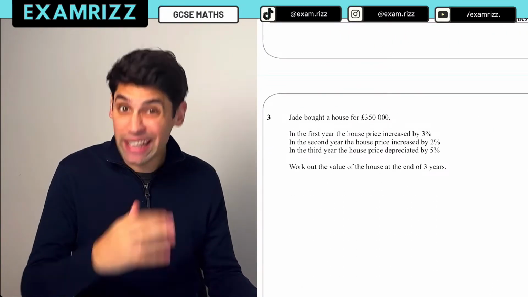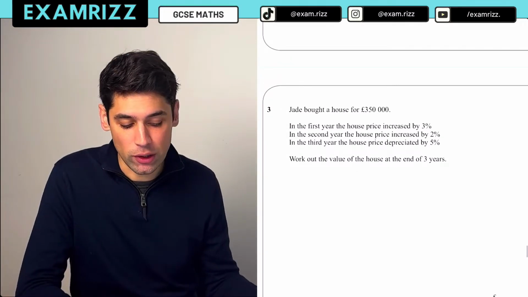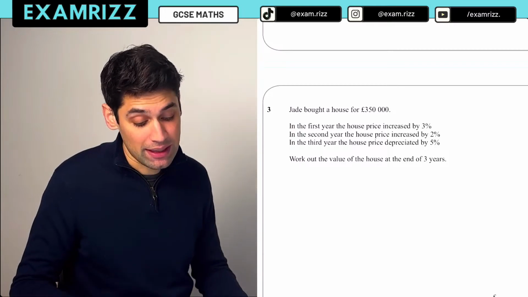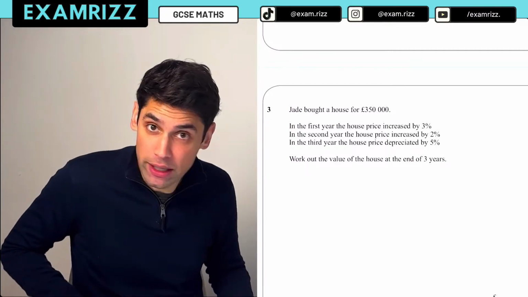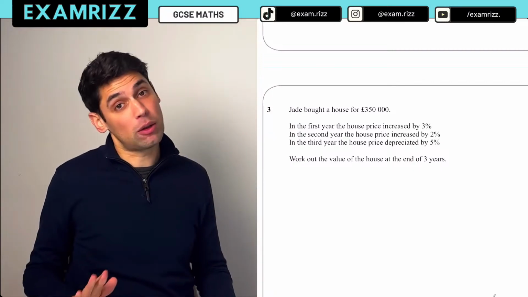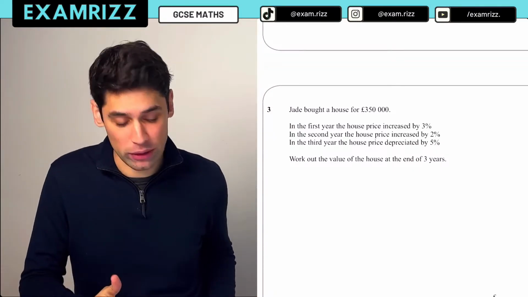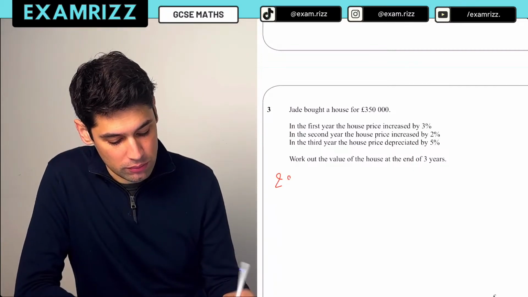Here, Jade, so this isn't interest, but it is percentage increase and decrease. So here, Jade bought a house for 350 grand. The first year, the house price increased by 3%. Very nice. Second year, the house increased by 2%. Excellent news. Unfortunately, in the third year, the house depreciated by 5%. So she's going to be annoyed right now. But let's see how annoyed she's going to be with the fact that her house has gone down in value. So we start with 350,000.